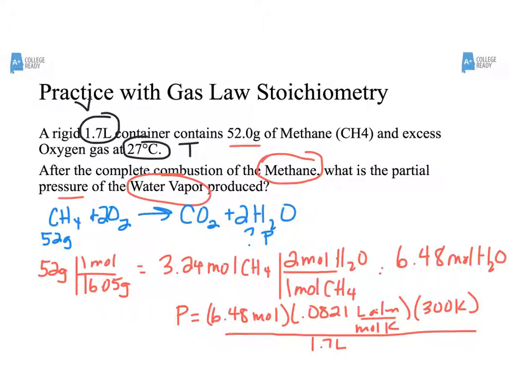And notice what happens to our units. Moles cancel, liters cancel, kelvins cancel, and we're left with ATMs. And now we just calculate that out, and so we find that the pressure is equal to 93.9 ATM.